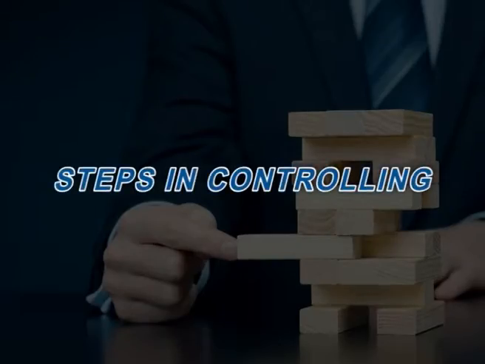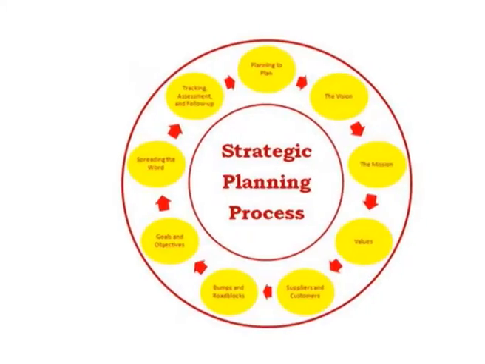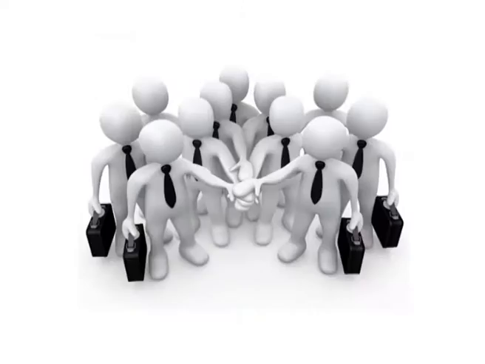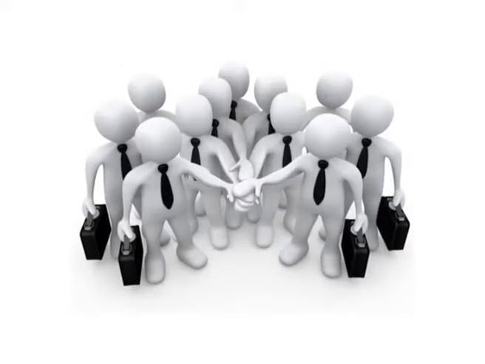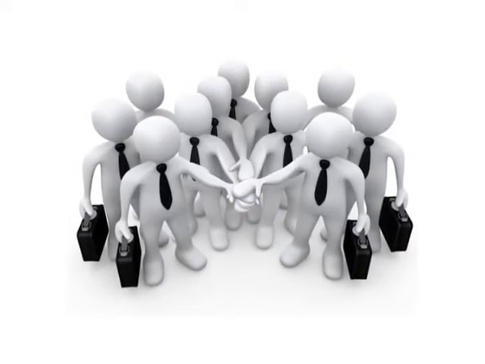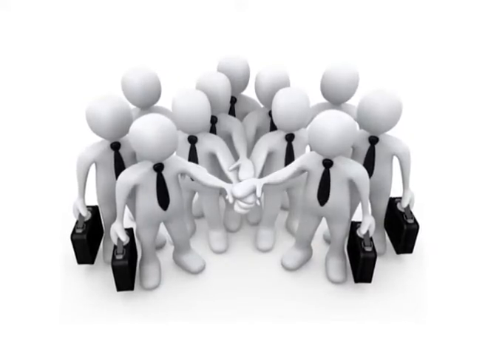Steps in controlling. There are 5 main steps involved in the control process. They are as follows: fixing the control standards or objectives or targets. Within an organization's overall strategic plan, managers define standards for organizational departments in specific operational terms that include standards of performance to compare with organizational activities.